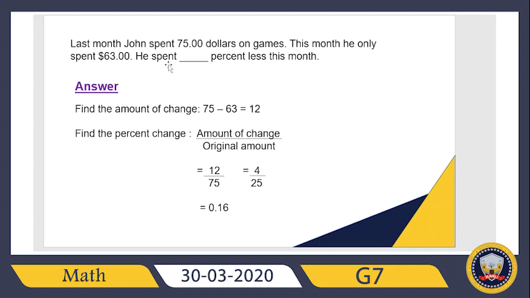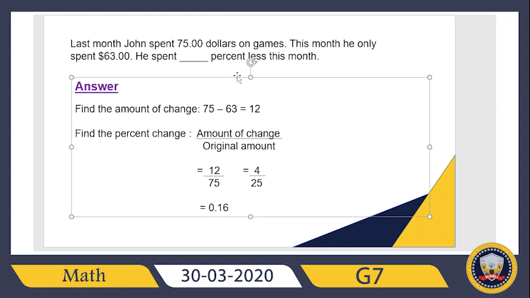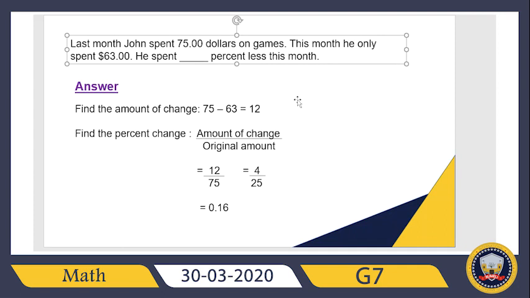So he spent what percent less this month? What is the percentage of discount or the percentage of decrease? What is the rate of decrease? Before, last month Amin paid $75 on the games. But this month he just paid $63. So what is the percent of decrease? First I will subtract what?